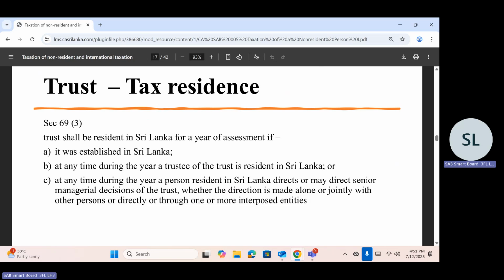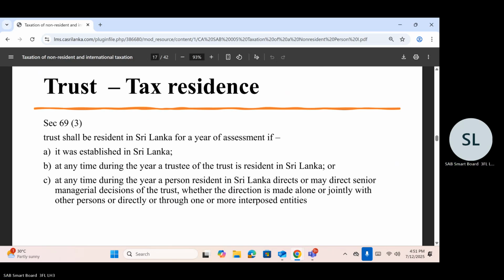Beneficiaries are the persons entitled to the benefit from the trust. They are entitled to income and capital income. Trustees are the persons managing and administrating the trust. If the trustees are resident in Sri Lanka, then the trust can be treated as a resident trust for Sri Lanka.